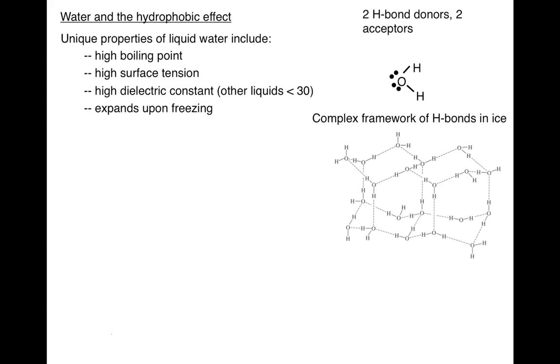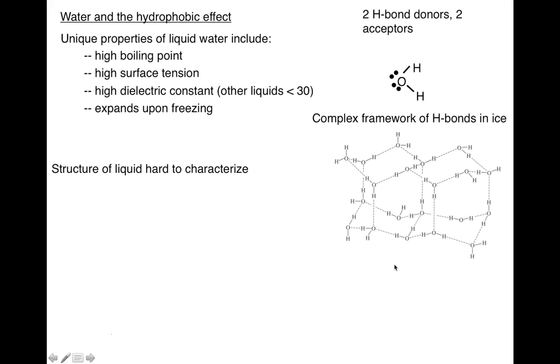The hydrogen bonding potential gives rise to some very unusual properties relative to other kinds of liquids. It's got a very high boiling point, a very high surface tension, a very high dielectric constant, as we saw in the first video. Because of the polarity of the water, it's very easy for it to rearrange and respond to charges in solution. And it also expands upon freezing, which is quite unusual, partly because of the formation of these hydrogen bonded networks.